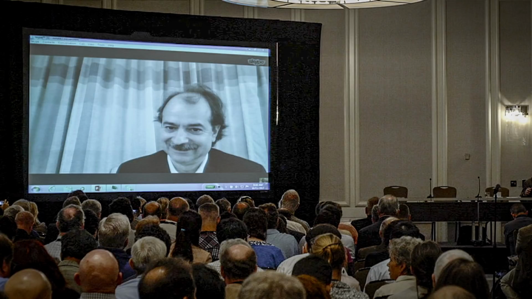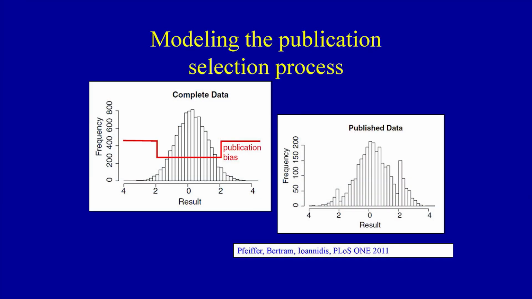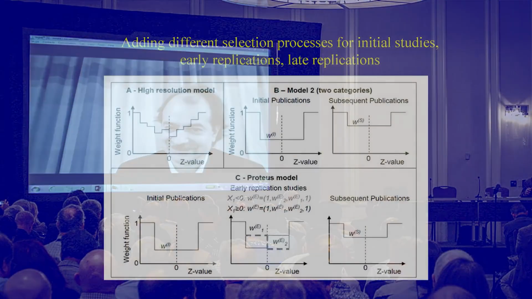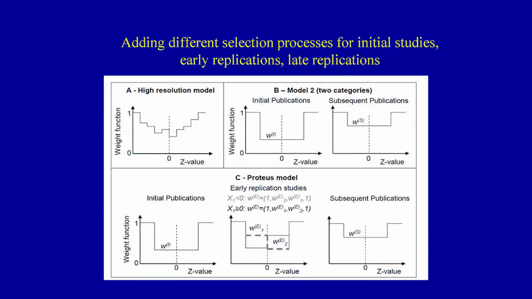Another approach is to try to model the publication selection process. So we can think of what different types of biases would cause on the shape of the distribution of p-values that we obtain. If we have frank publication bias, then the center of the distribution of the z-scores would disappear, and this is how the new distribution would look. One could try different simulations about what the selection process might be. It could be a model that considers that initial publications have very strong publication bias and subsequent publications have less.